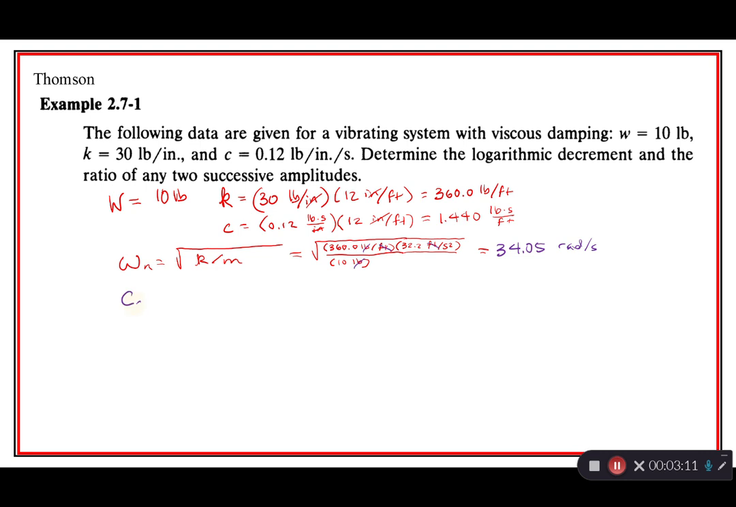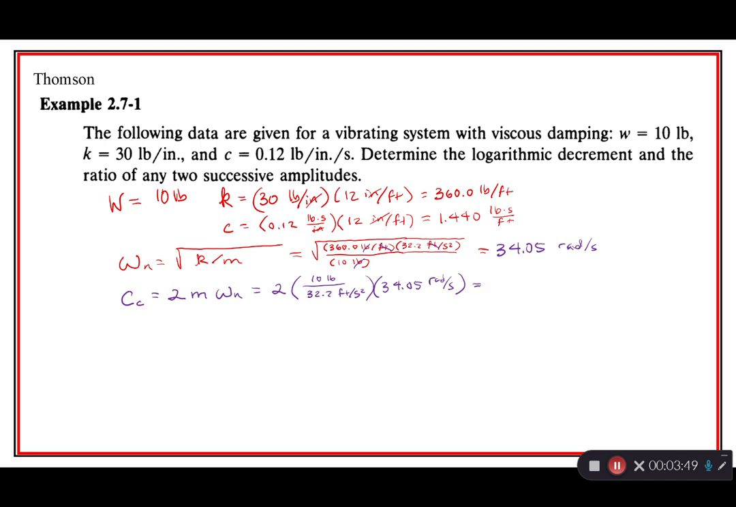To be able to find the critical damping, there are a couple of different formulas, but this is the most straightforward. Once we have that natural frequency, that's the easiest one to use. So we go 2, and then let's go to the mass. Once again, we have 10 pounds per 32.2 feet per second squared, times 34.05 radians per second.